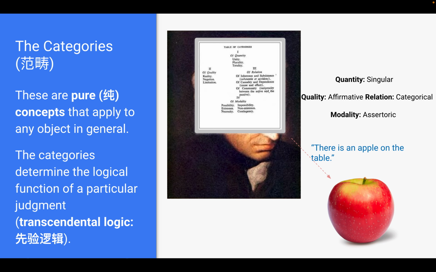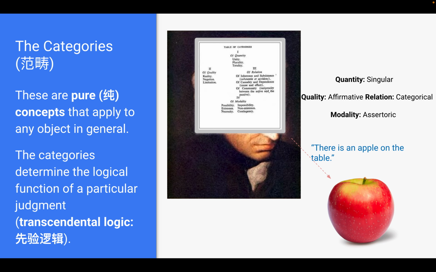But basically, there are these pure concepts, pure meaning that they do not involve experience, that apply to any object in general. So this is the generic format in which an object appears to thought. What the categories do is determine the logical function of a particular judgment. There are these 4 groups, and 3 types that they can undertake. So there's quantity, quality, modality, and relation. I think those are what he'd call the categories.